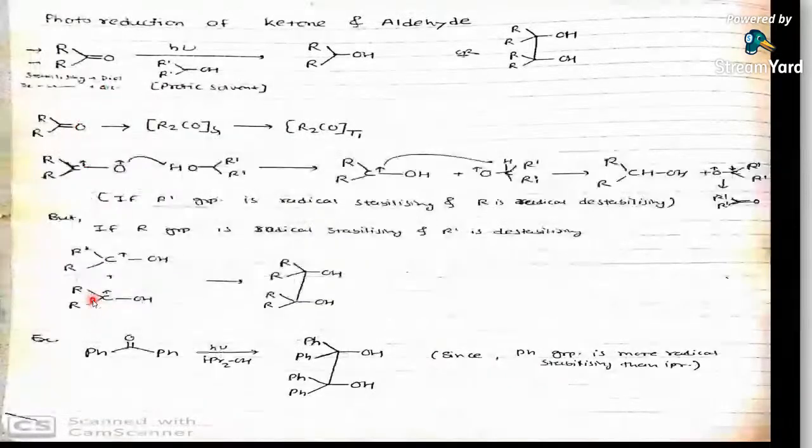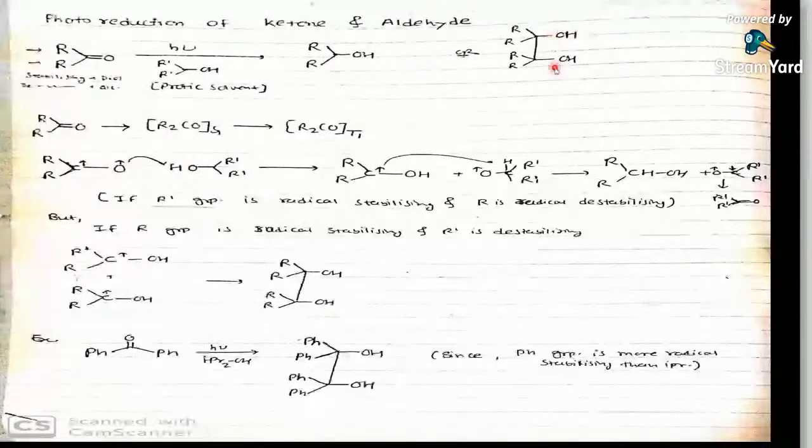Now, photoreduction of ketones and aldehydes. The next reaction is the photoreduction of ketone and aldehyde. Here you just focus on your reactant, which is R C double bond O R, on absorption of some light energy and in the presence of a protic solvent. It has two possibilities: either it will give you the primary alcohol or it will give you the diol.